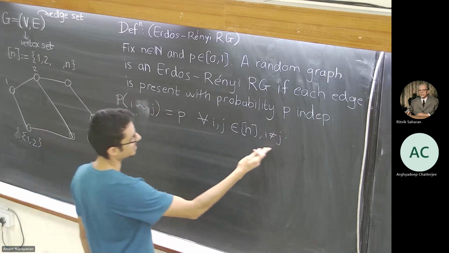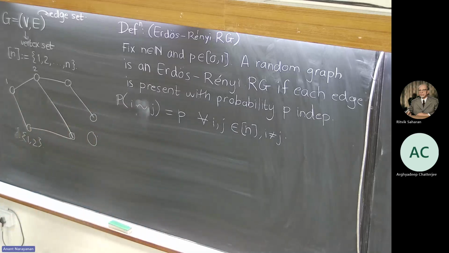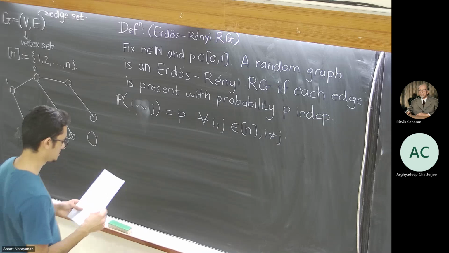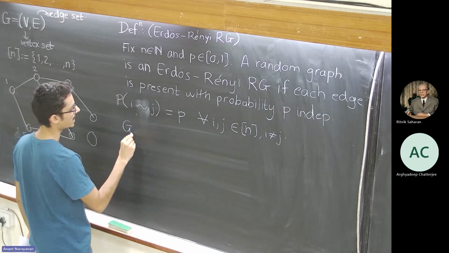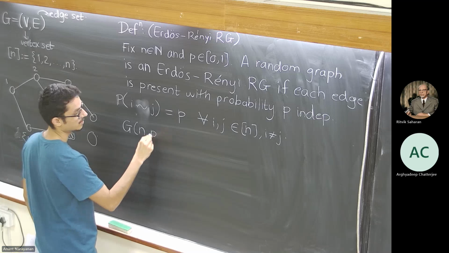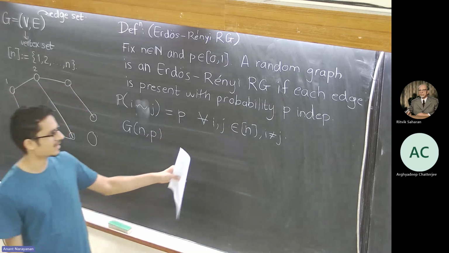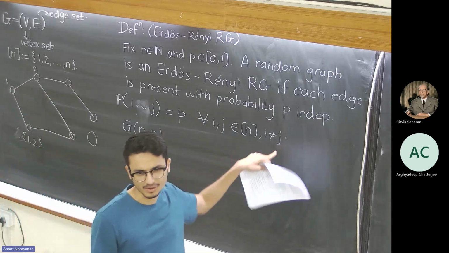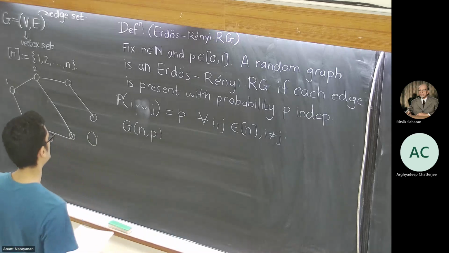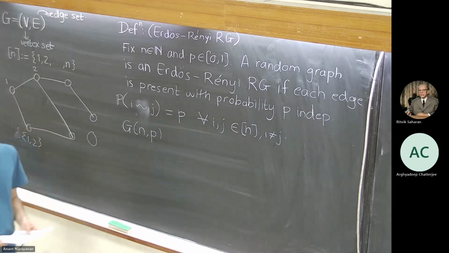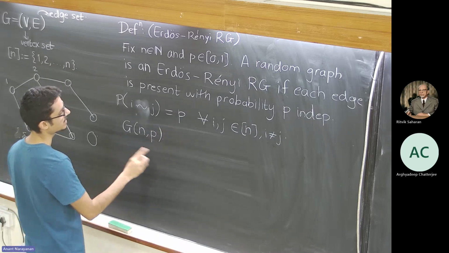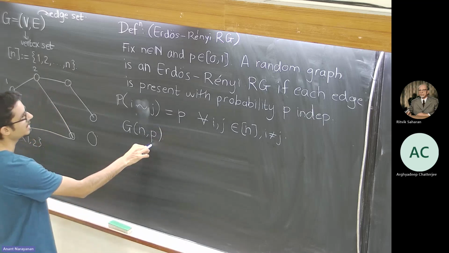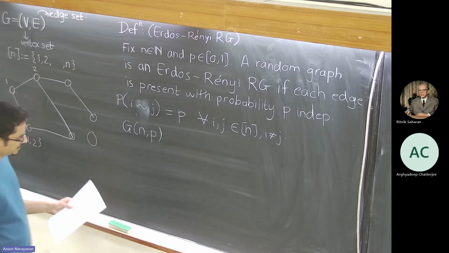So this is just to keep it complete. I won't be allowing any loops or multiple edges. It doesn't really matter if I write it or not, because I'm not allowing loops and all. So this is how I'll denote an Erdös and Rényi random graph with edge probability p and vertex set [n].